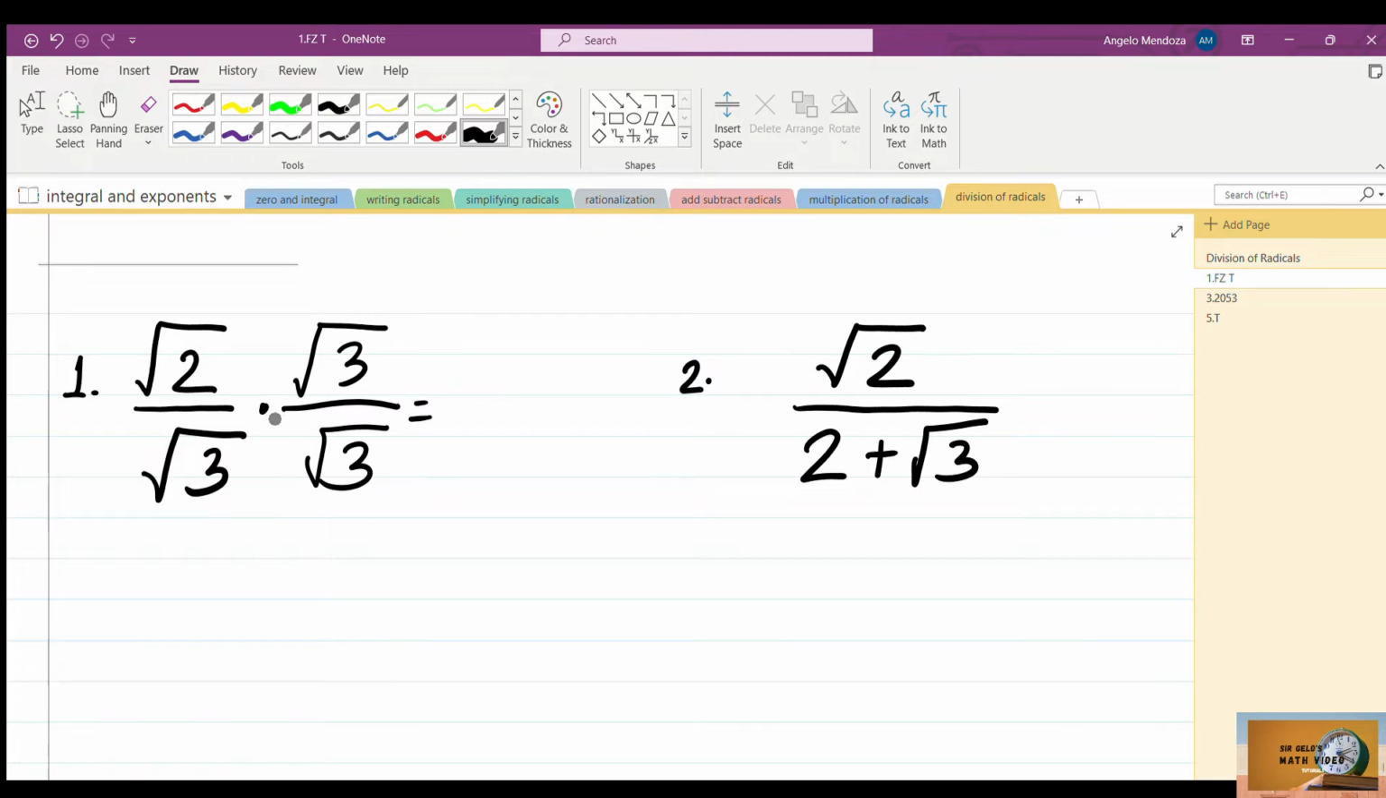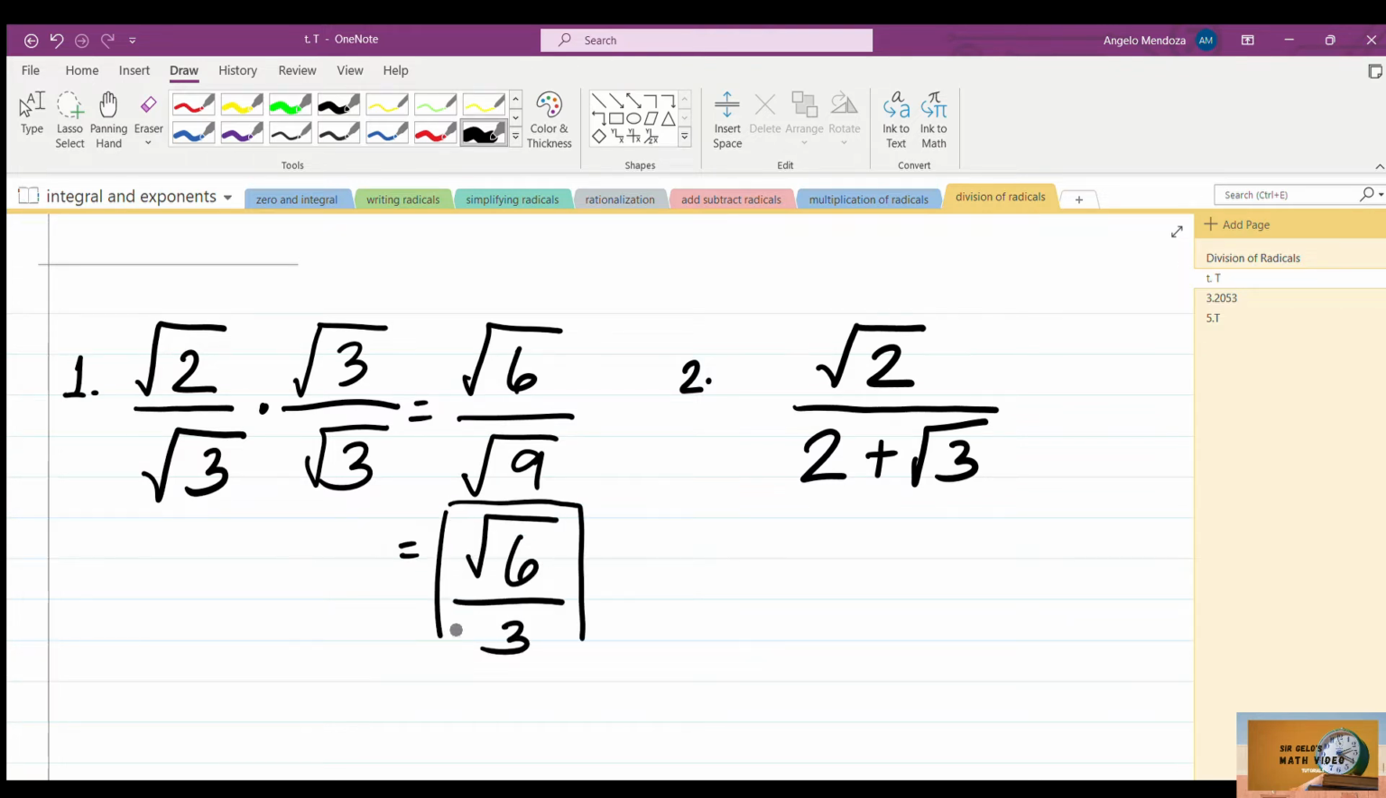This is the rationalization process. So you just multiply: square root of 2 times square root of 3 is square root of 6. Square root of 3 times square root of 3 is square root of 9, and square root of 9 is 3. So the final answer is square root of 6 over 3. You will notice there is no radical sign in the denominator of the final answer because it is not allowed in the rationalization process.